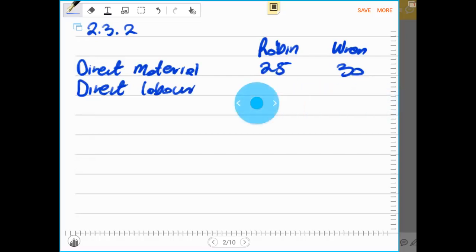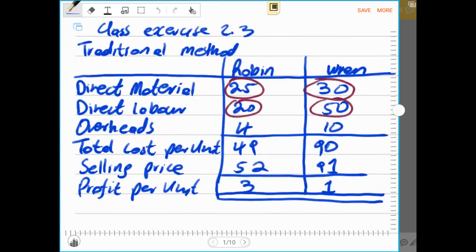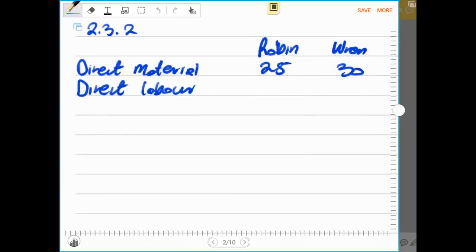Our direct labor cost is given to be 20 rand and 50 rand consecutively. So we record 20 rand and 50 rand. Then after that we have all the overheads.